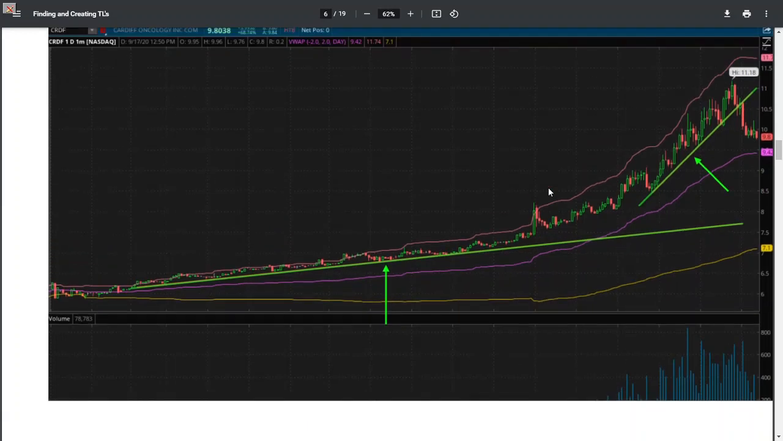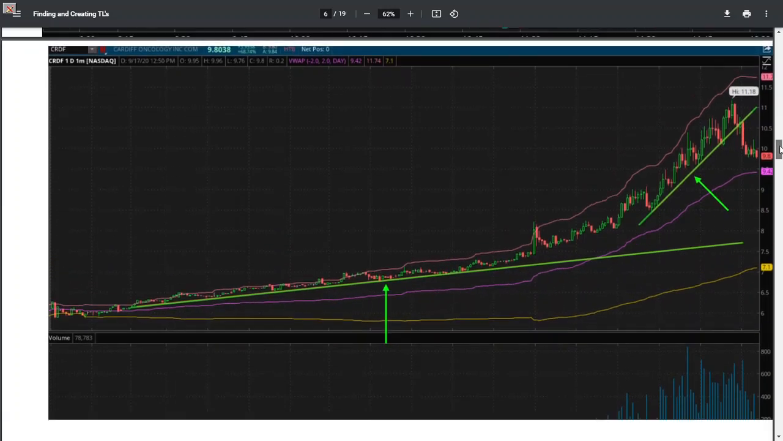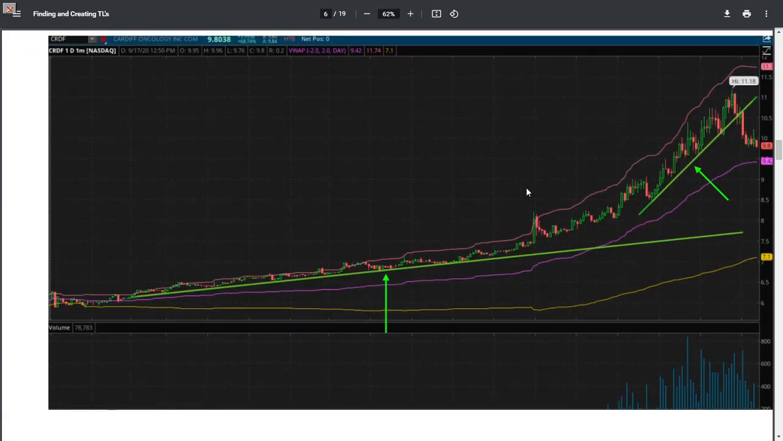As you come back up to it, old support will be resistance. That's why we always have that term, old resistance equals new support, old support equals new resistance, and that was the case there. Old support equals new resistance.